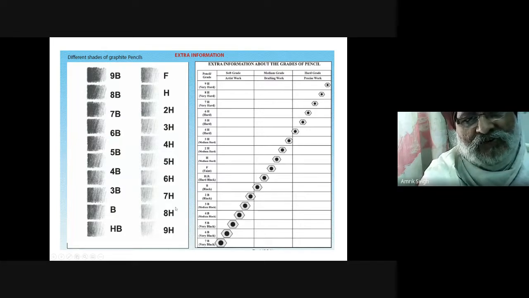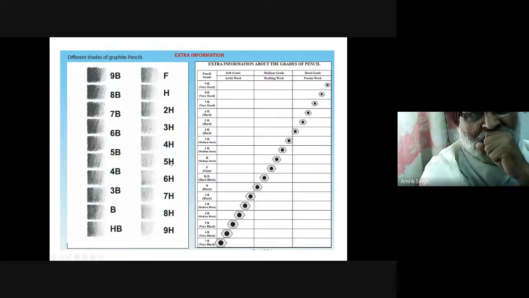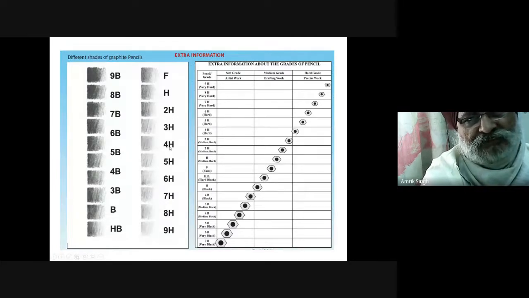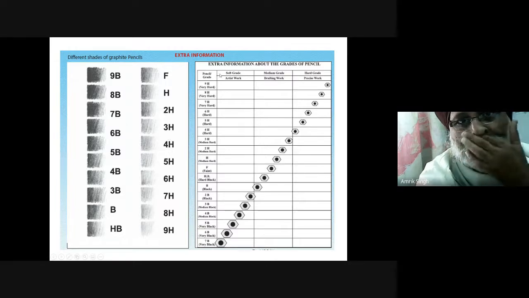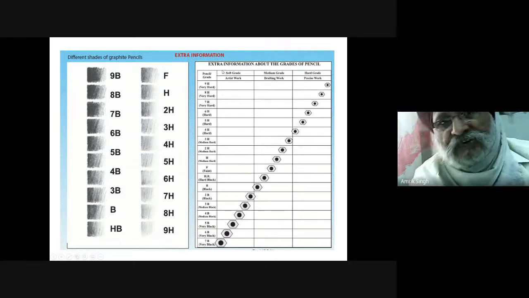Now, similarly, the H grade. So there is an F grade, and then H, 2H, 3H, 4H, 5H, 6H, 7H, 8H, 9H. So 9H is hardest and lightest. Okay? So normally we use 2H, 4H, 3H. Okay? So you can see this chart for information.